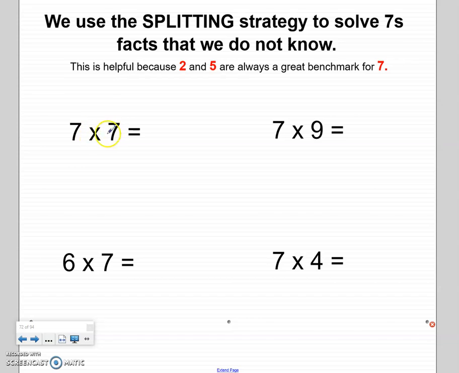If we didn't know 7 times 7, we could split one of our 7s into a 2 and a 5 because 2 and 5 are parts of 7, and we know all of our 2's facts and our 5's facts. The other factor, which is the other 7, we didn't split, so it will stay the same. That's going to be the common factor. So then we're going to end up with 2 multiplication facts, 2 benchmark facts. 2 times 7, my first factor from splitting the 7, 2, times the common factor 7.